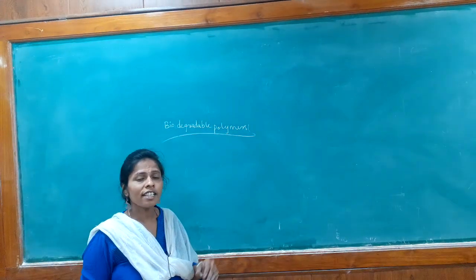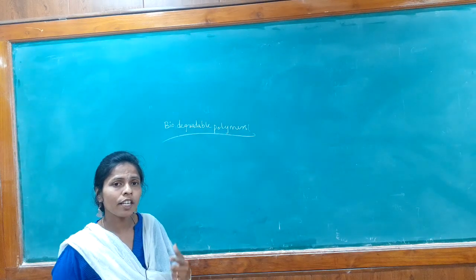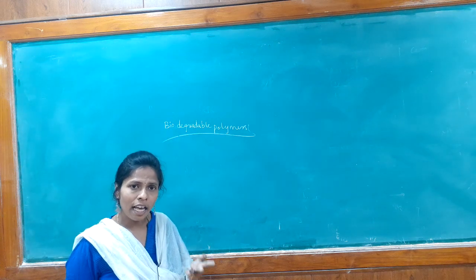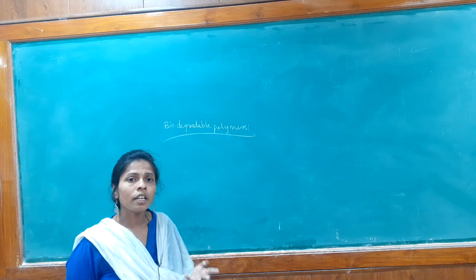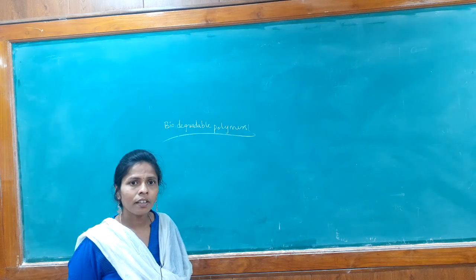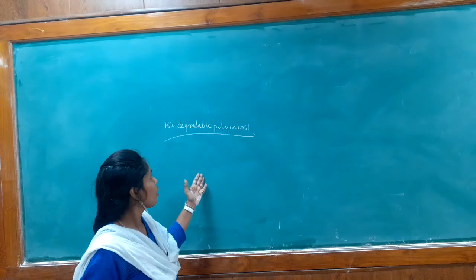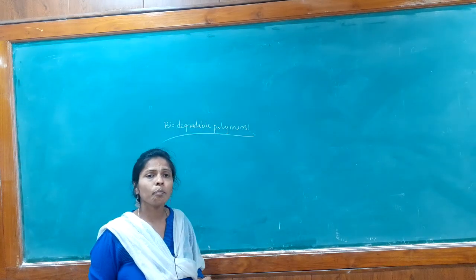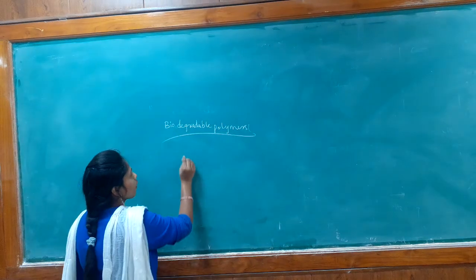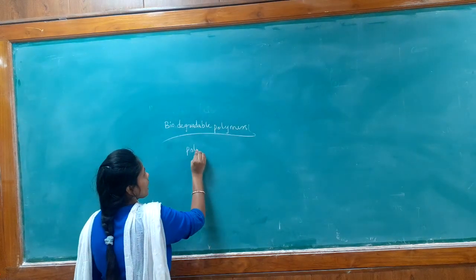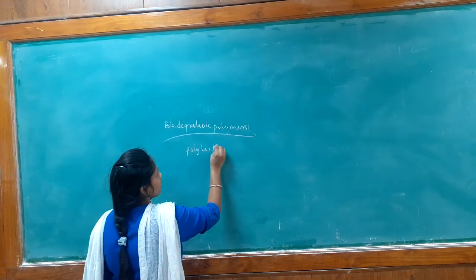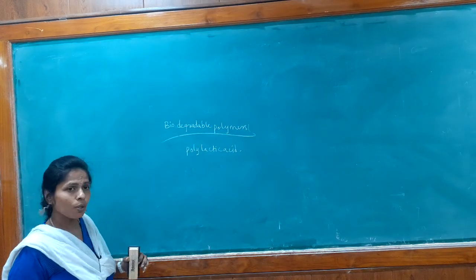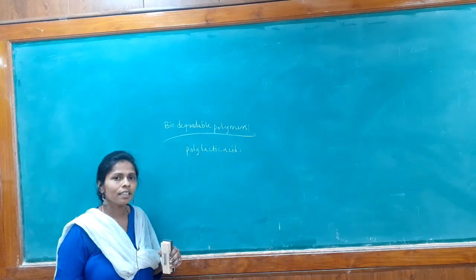So we have many examples of biodegradable polymers. One is polyvinyl acetate, polyvinyl alcohol, polylactic acid, polybutyrate. These are the biodegradable polymers. But in our syllabus we have polylactic acid, so let us see how to synthesize polylactic acid.